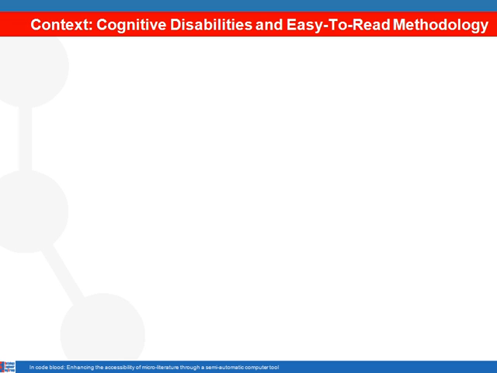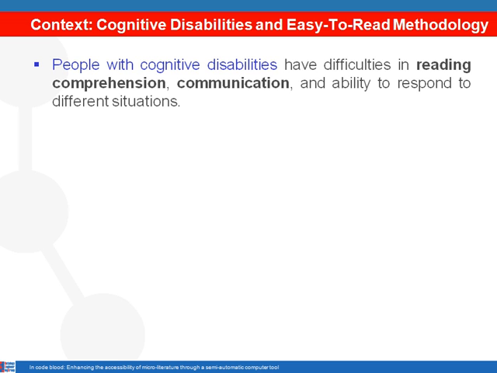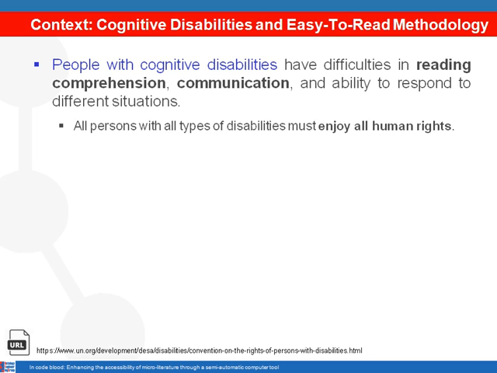Our project is mainly targeted to help people with cognitive disabilities in a scenario related to free time. Especially, our scenario refers to enjoying literature. People with cognitive disabilities have some problems related to comprehension and communication. However, they have to have the same rights as the rest of the population.